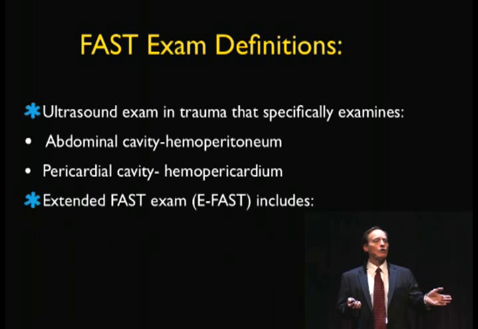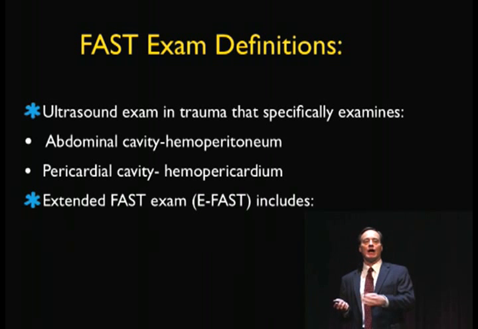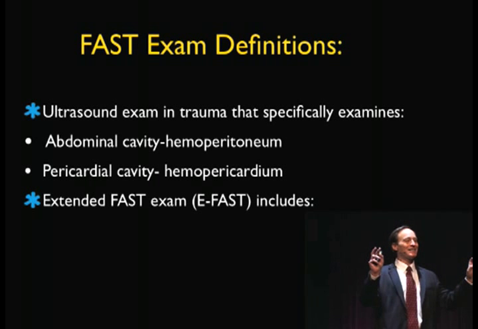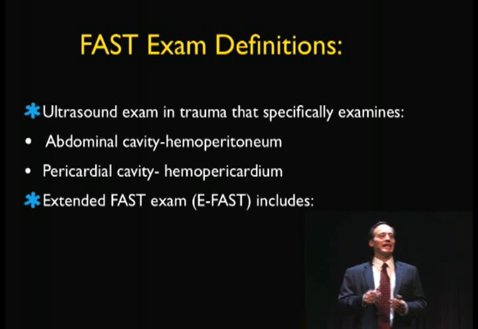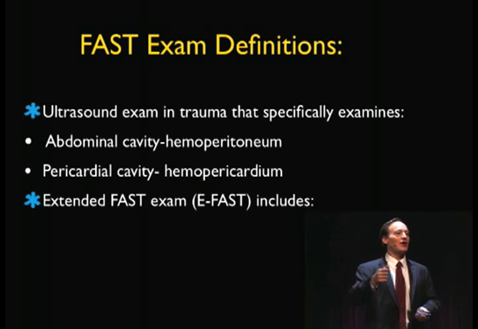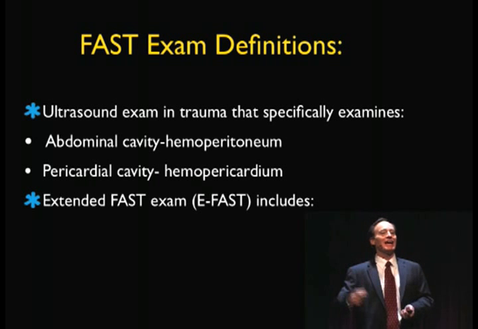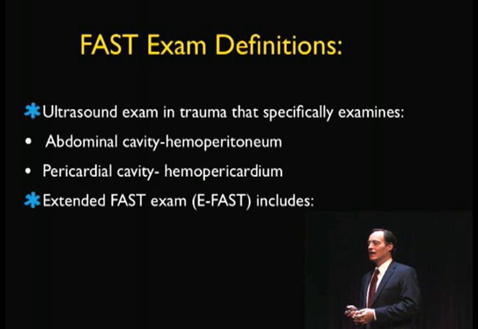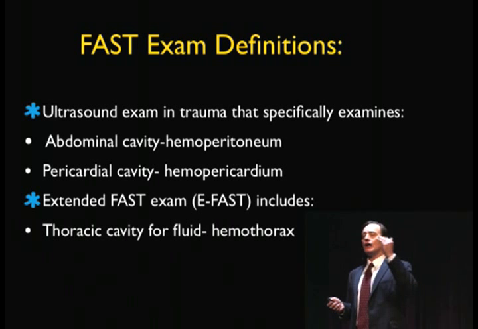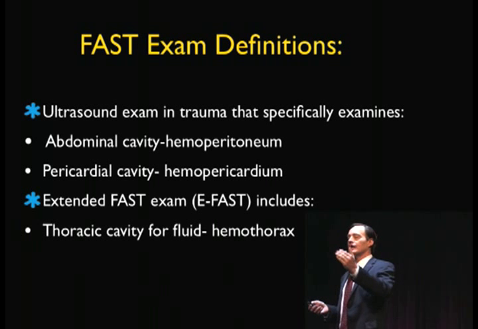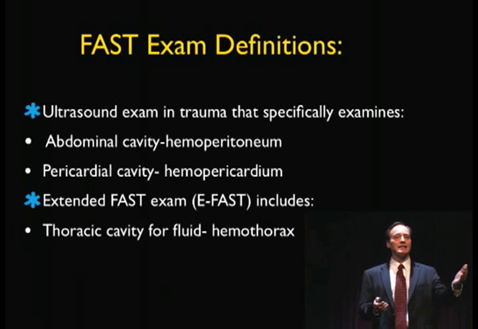We're also now going to add on a couple different views onto what we traditionally call the FAST exam. Now we call it the EFAST or extended FAST. Kind of like that E-ZPass as you're cruising through your car, right? Going through the tolls. The EFAST examination. These are going to add on lung exams, in addition to the abdomen and pelvis. We're also going to look into the thoracic cavity.